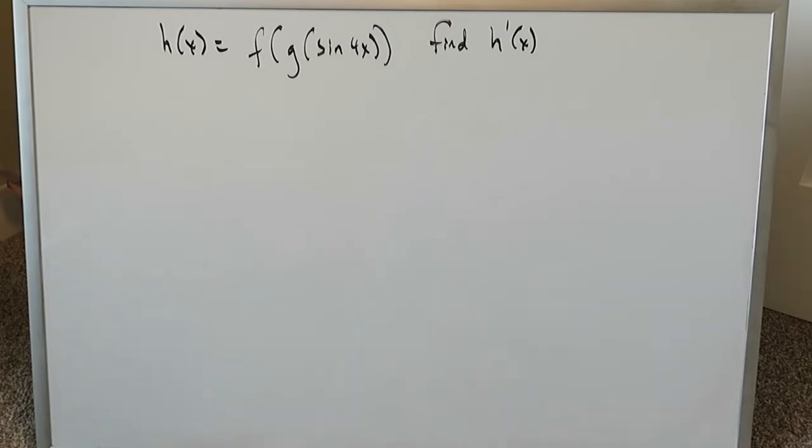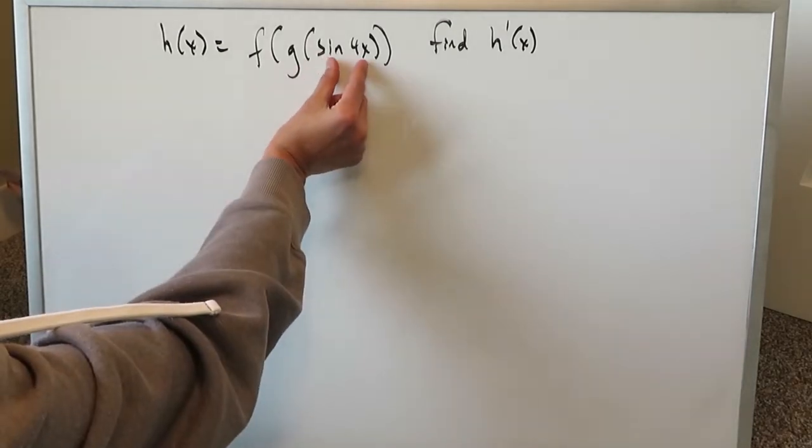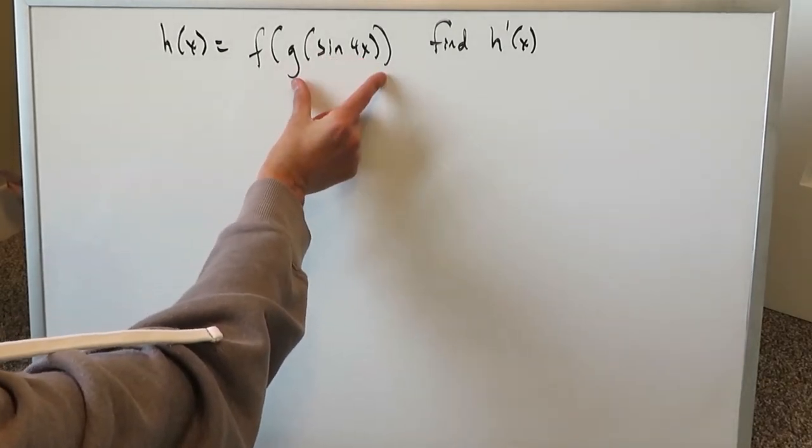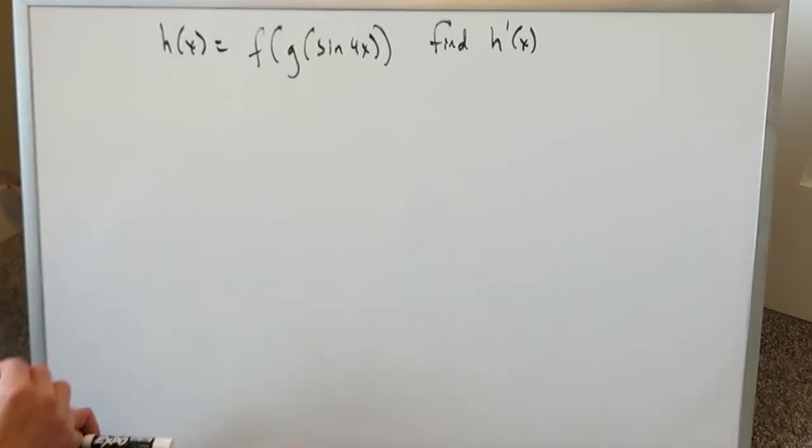You know you have to use a chain rule over here, and you'll have to do several kinds of it, because we have a composite here. With regards to the sine, we have a composite with respect to the g, and then we have a composite with respect to the f.